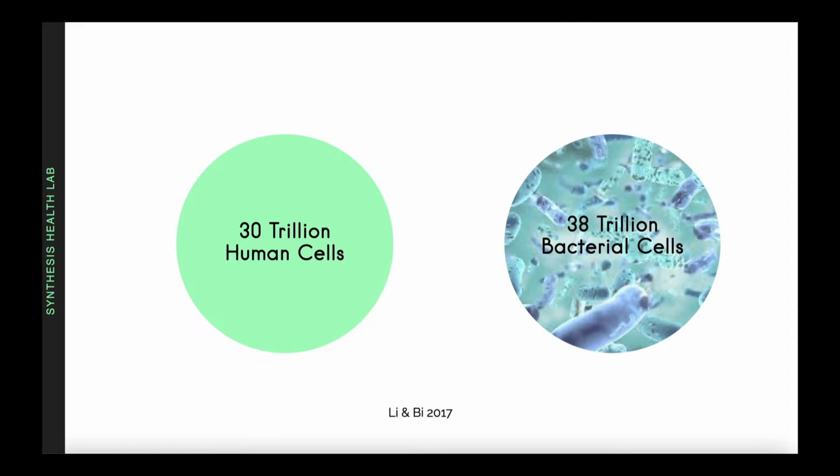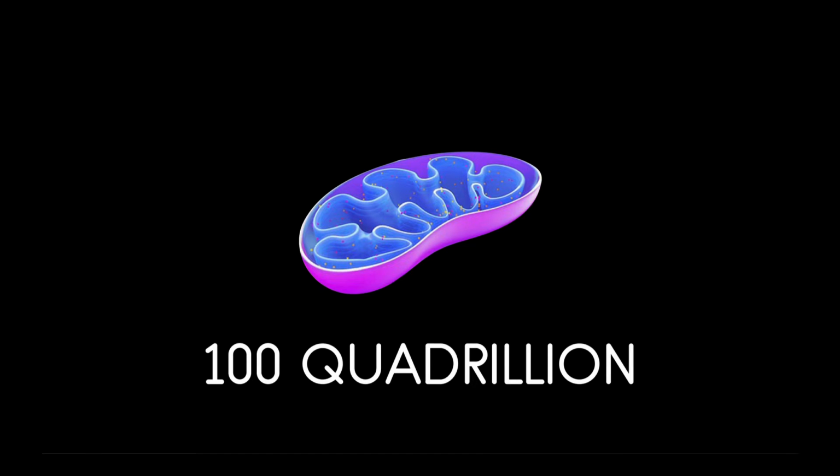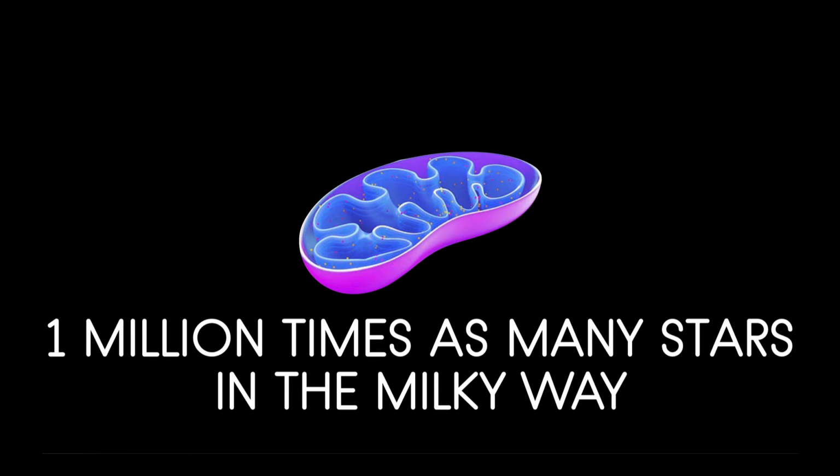In our body, we have about 68 trillion cells, give or take, and just under half of those are human cells. The other half are bacterial cells, also viral and fungal. So we have a lot of cells to orchestrate. But in terms of our mitochondria, which are conducting our immune response, we have over 100 quadrillion mitochondria. And just to put that into context, that's 1 million times as many stars as there are in the Milky Way.